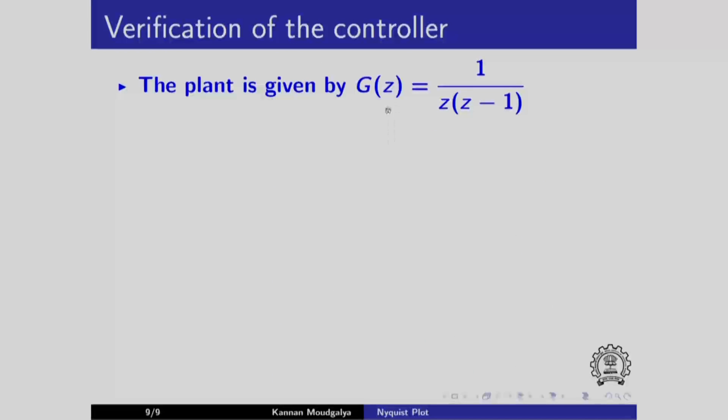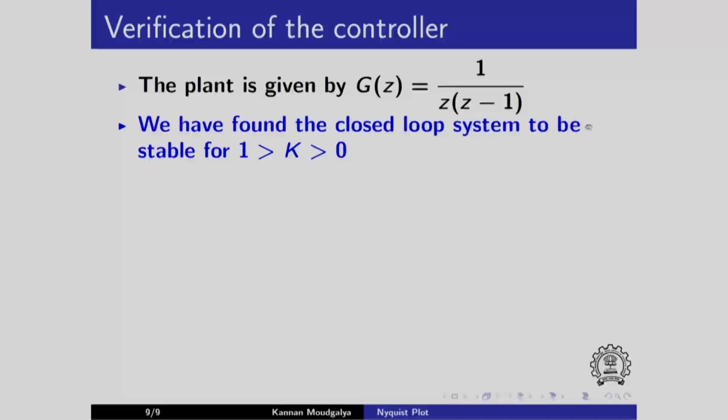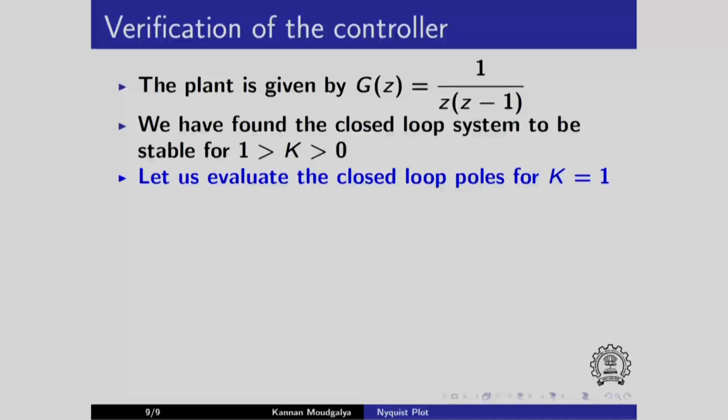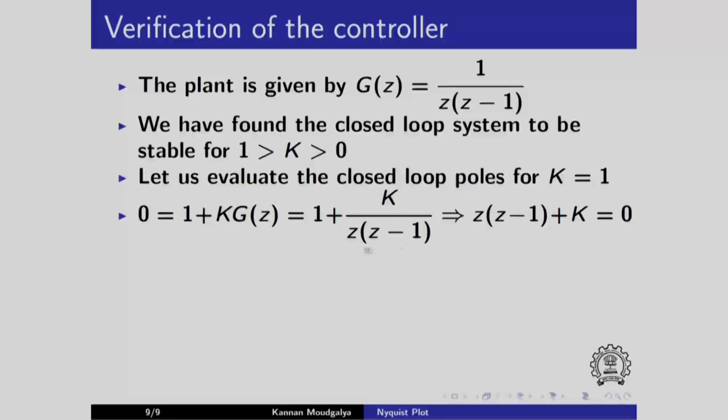The plant is given by g equals 1 over z into z minus 1. We have found the closed loop system to be stable for k in the range 0 to 1. Let us see what happens when we evaluate for k equals 1. So let us substitute k equals 1 in this equation. It becomes z into z minus 1 plus k equals 0. For k equals 1, the roots are, you can verify this, half plus minus j into root 3 by 2. I would want you to pause this video and verify this value.